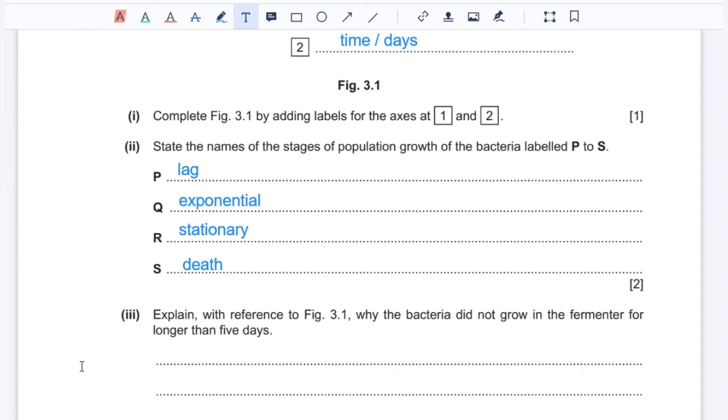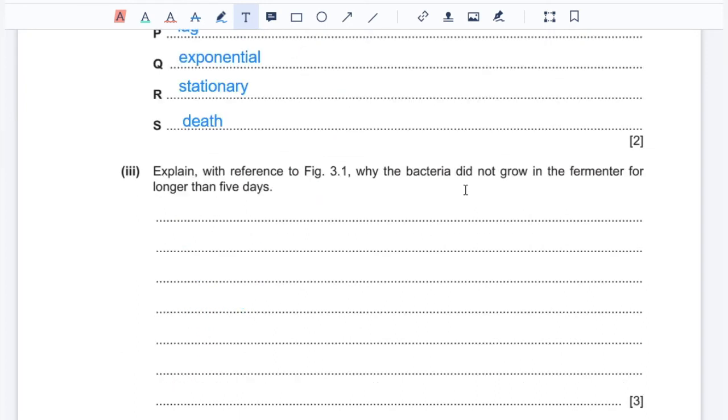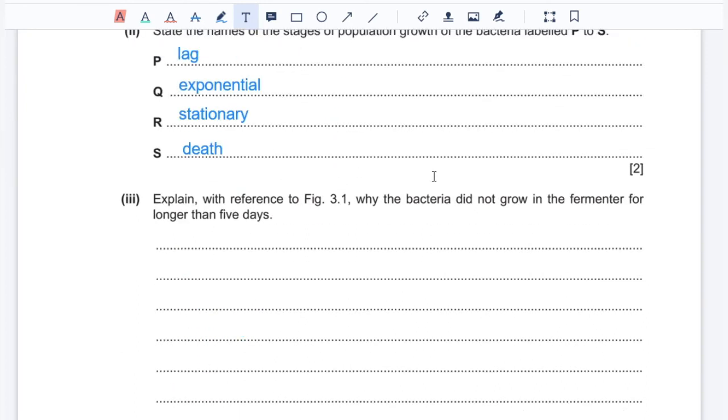With reference to figure 3.1, why did the bacteria not grow in the fermenter for longer than 5 days? So bacteria do not grow for a very long time in the fermenter because when you have got the stationary phase and the death phase, the birth rate is at least not greater than the death rate. In the stationary phase, the birth rate is equal to the death rate, and in the death phase, the birth rate is less than the death rate.